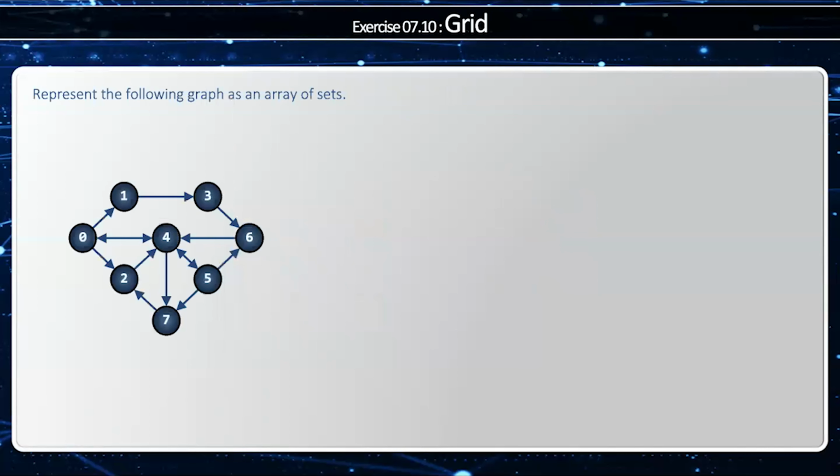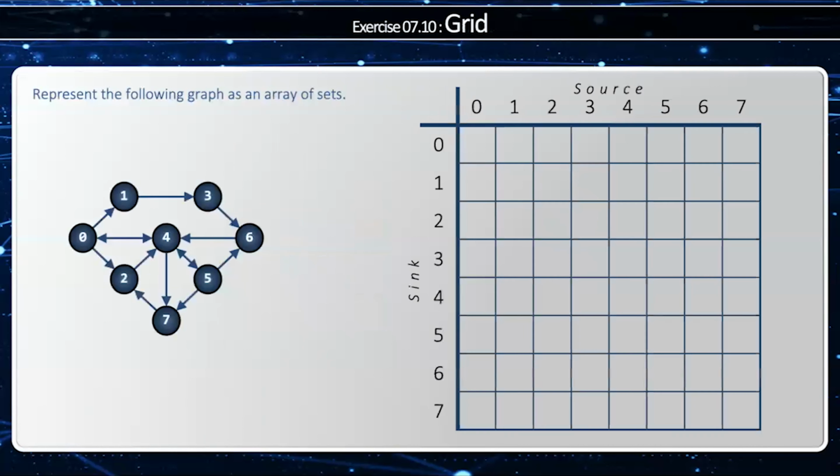Okay, here's my solution. Notice how there are 8 vertices, 0 through 7, so I have an 8 by 8 array. I'm going to start with slot 0, and 0 to 1, 0 to 2, and 0 to 4. Now I'm finished with that source. Now I'll do source 1, and 1 goes to 3. Now I'll go to vertex 2, and 2 goes to 4, and that's it.